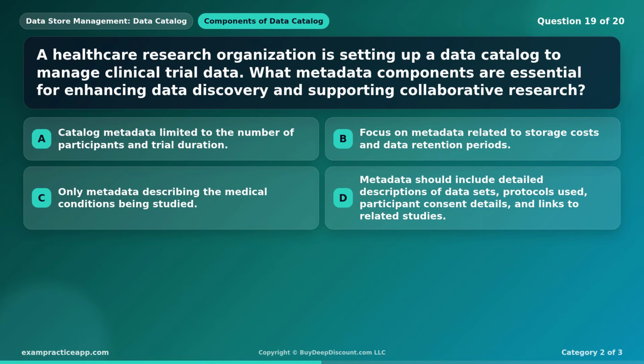The correct answer is option D, metadata should include detailed descriptions of data sets, protocols used, participant consent details, and links to related studies. Explanation. For a healthcare research organization, the data catalog should include detailed descriptions of data sets, the protocols used in clinical trials, participant consent details, and links to related studies. These metadata components enhance data discoverability and support collaborative research efforts by providing comprehensive context and connectivity between data sets.